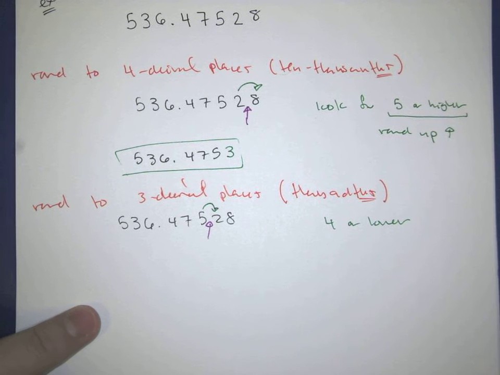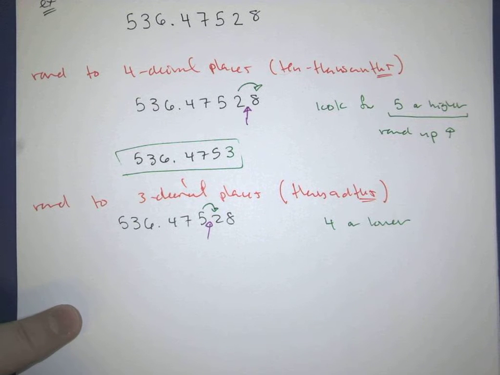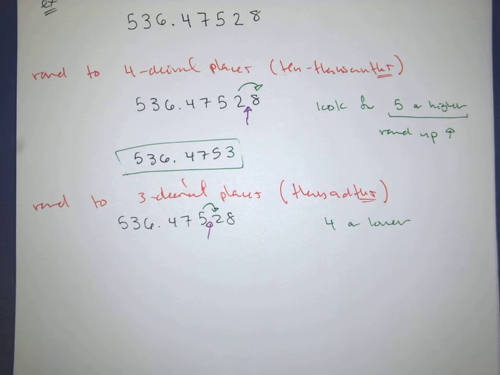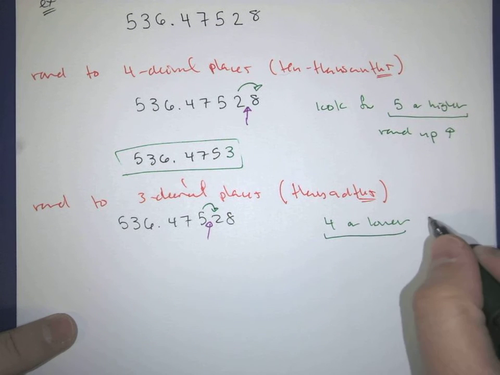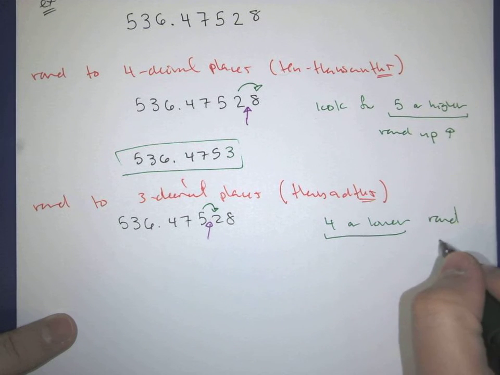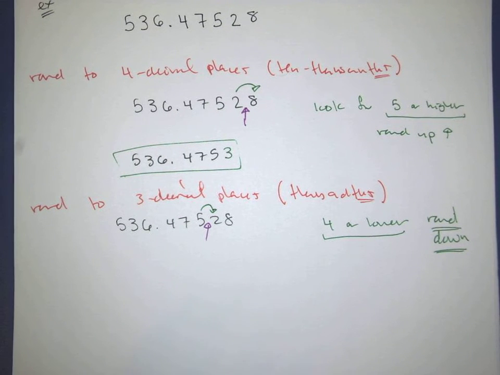So 5 or higher, meaning sort of halfway there or further along, what happens is you will round up, right? You sort of earned your way to the next value. If you're at a 4 or lower, you just didn't make it, right? You didn't get to the halfway point, in which case you slide back down to where you were. That doesn't mean you drop a digit, right?